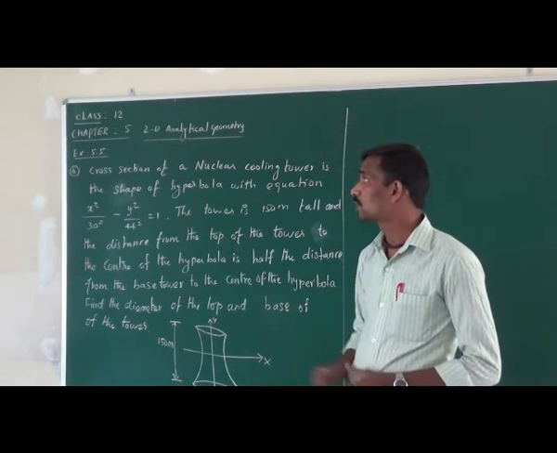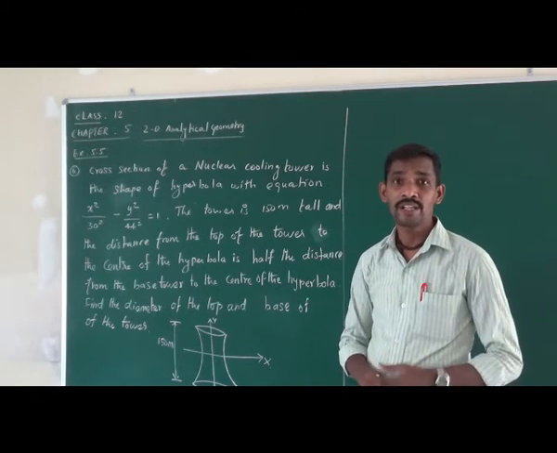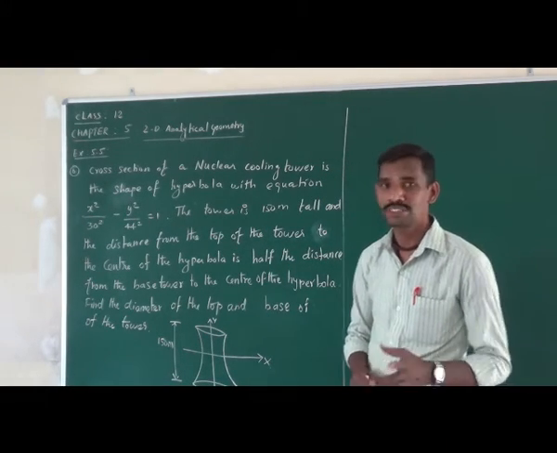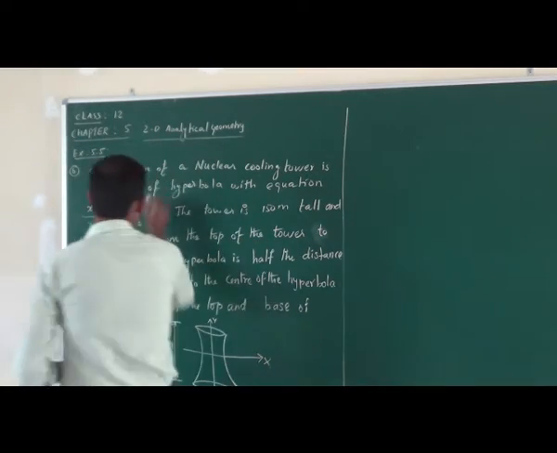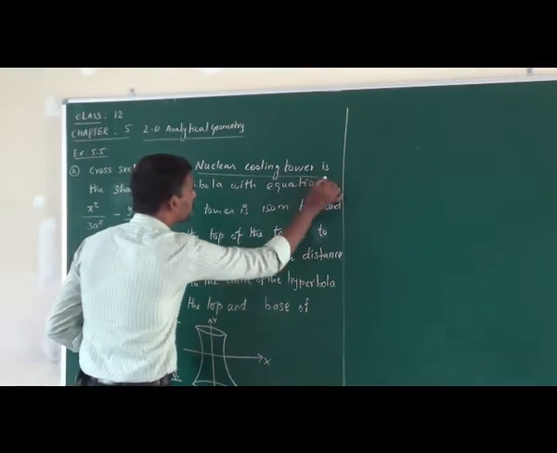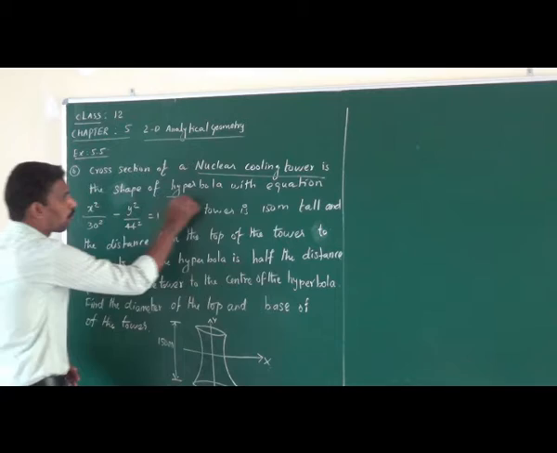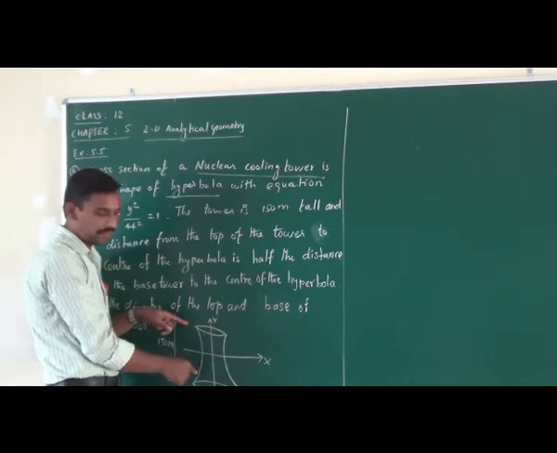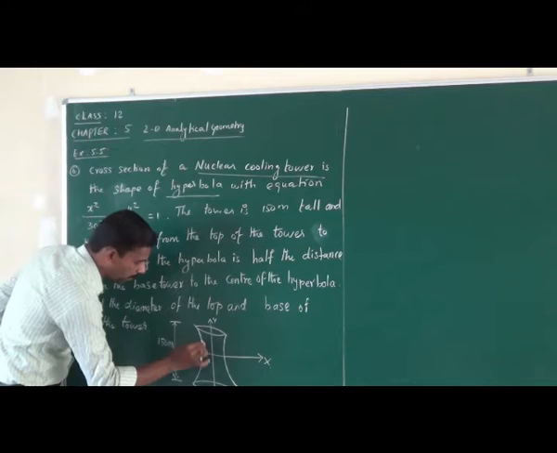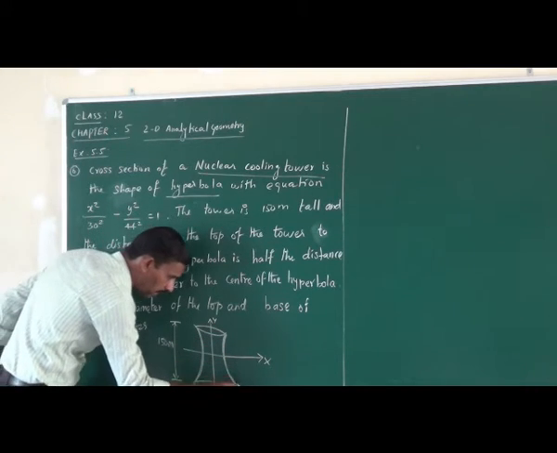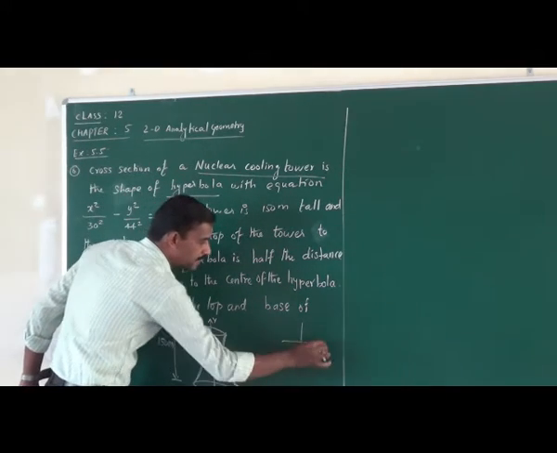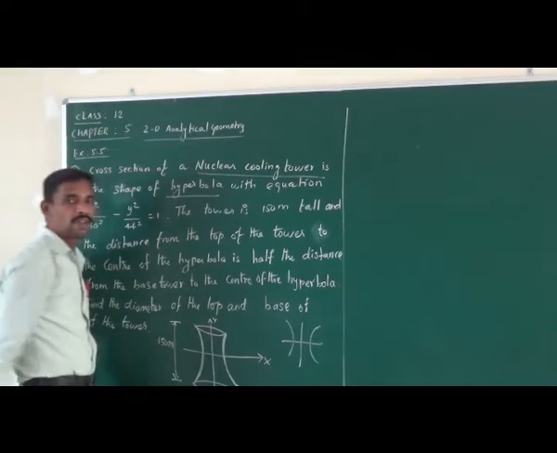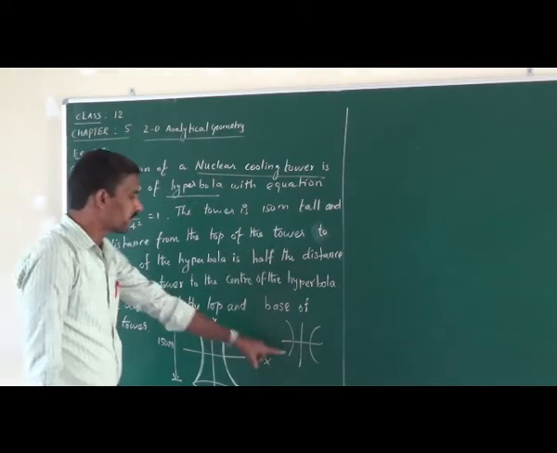This is class 12, chapter 5, analytical geometry, exercise 5.5, question number 6. The cross section of a nuclear cooling tower is the shape of a hyperbola. So now here, this is the nuclear cooling tower. This is a form of a hyperbola. You see the curve only, it looks like a hyperbola, right? With this equation, this is a hyperbola, no?